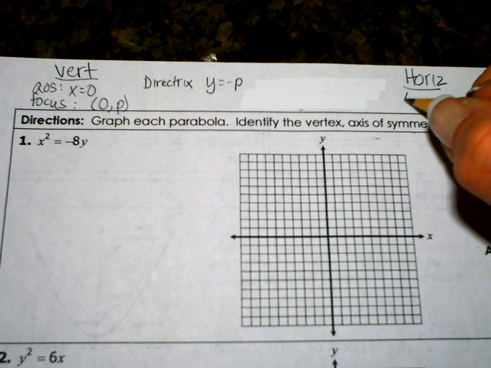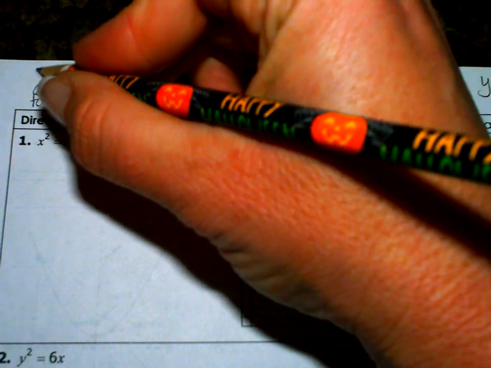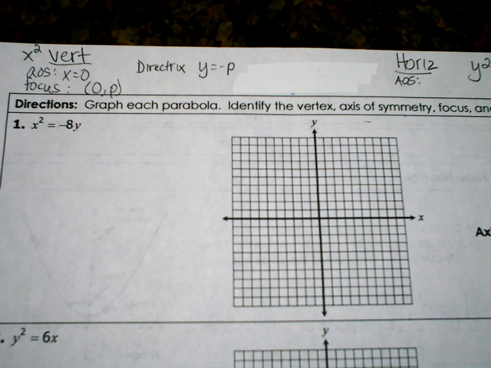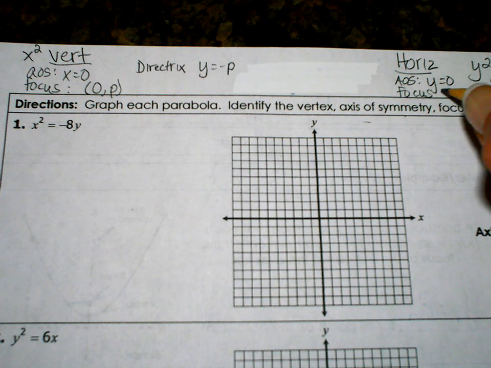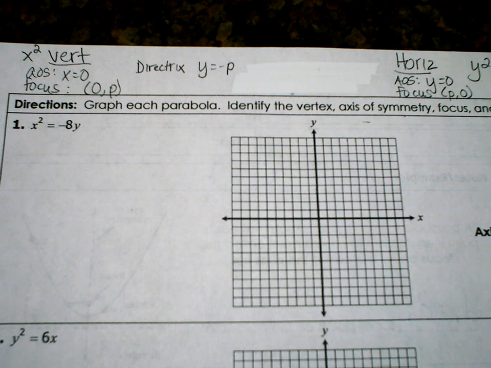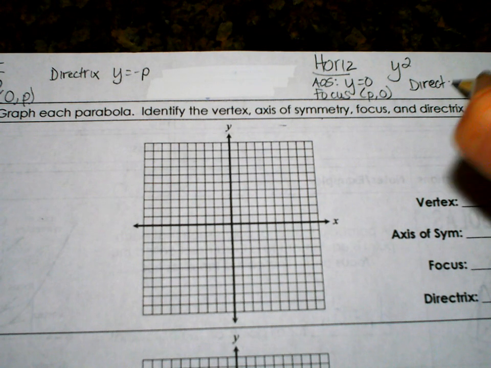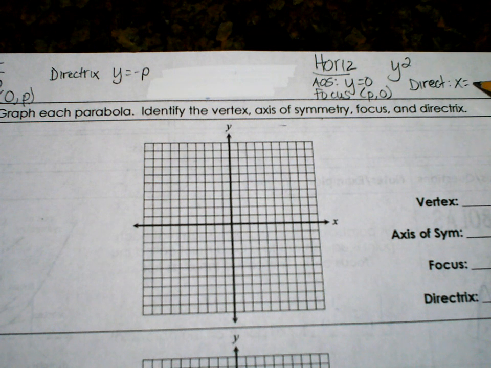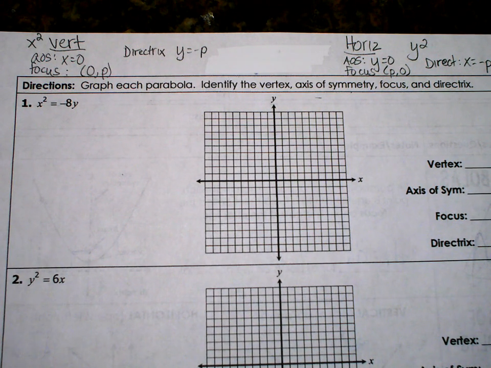then that means that my axis of symmetry is going to be, and maybe something that will help you. Horizontal means that it has a y squared. Vertical means that it has an x squared. I don't know if that will help you. So I'm going to include that. My axis of symmetry is going to be y equals 0. My focus is going to be p comma 0. And I'm going to slide over just a little bit. My directrix is going to be x equals negative p. Okay. So with these pieces of information, I can then fill in my key features over there on the right.